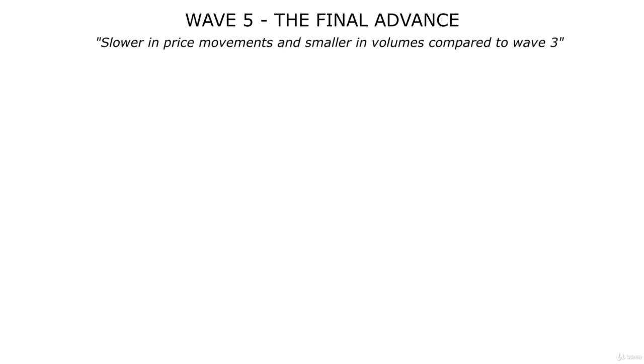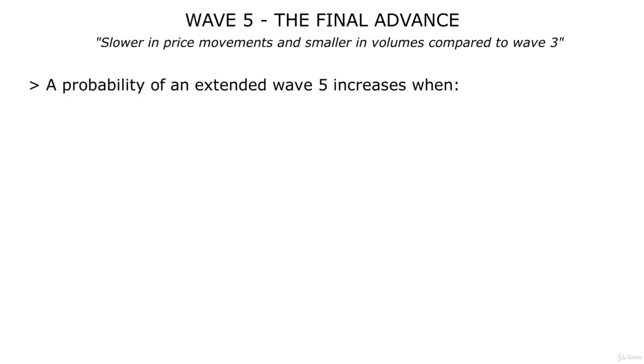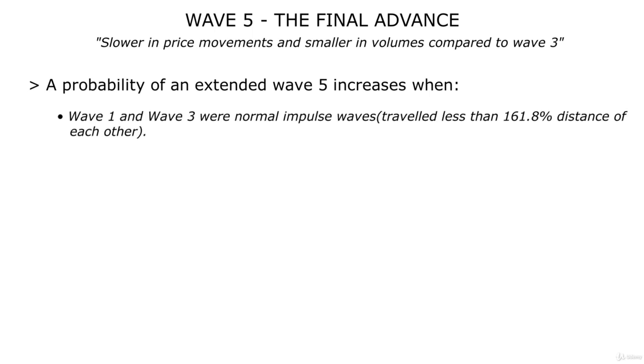Hello everyone and welcome to the final lecture in this section where we study the final impulse wave, or fifth wave. Wave 5 travels slower in terms of price change compared to wave 3. We studied that the chances of fifth wave to be an extended wave increases when either wave 1 or wave 3 are normal or wave 4 is an irregular correction.